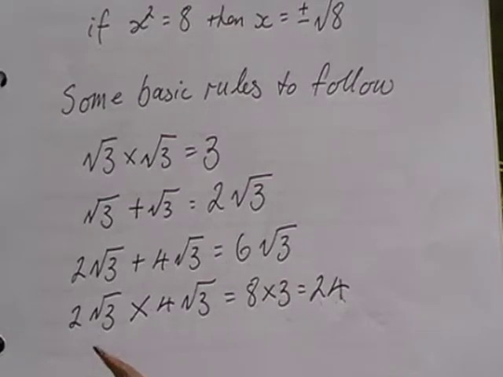And when we multiply, 2 root 3 times 4 root 3, 2 times 4 gives us the value of 8. Root 3 times root 3 is 3. 8 times 3 gives us a final value of 24.